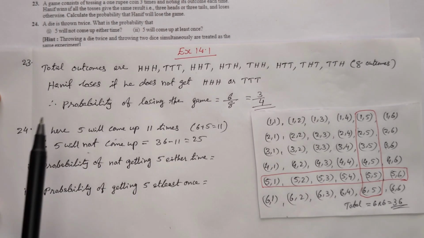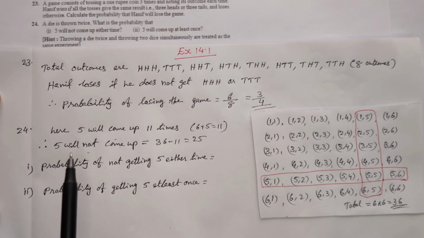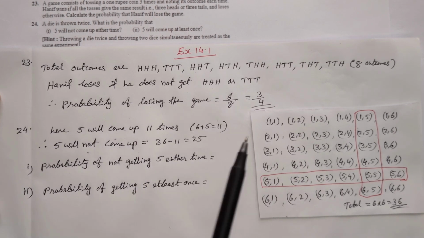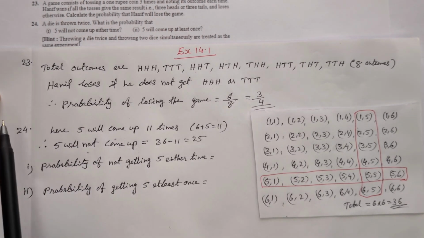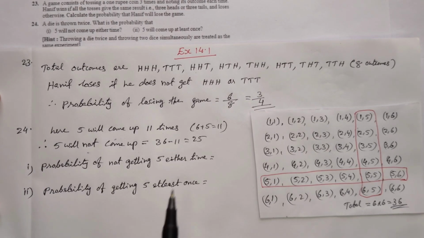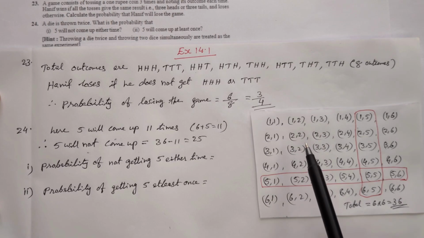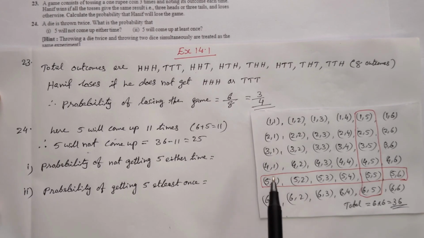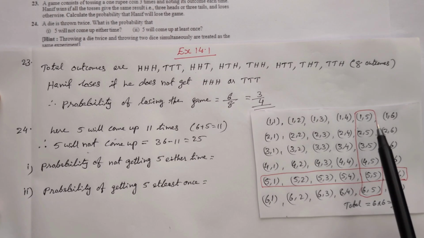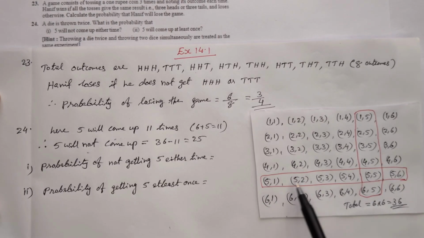Question number 24. A die is thrown twice. What is the probability that 5 will not come up either time and 5 can come up at least once? Throwing a die twice and throwing 2 dice simultaneously are same meaning. So here we know that when we are throwing 2 dice, we will get total 36 outcomes. And here the first part of the question, probability of not getting 5 either time. So we have to remove 5. Wherever that 5, that we have to count and remove.